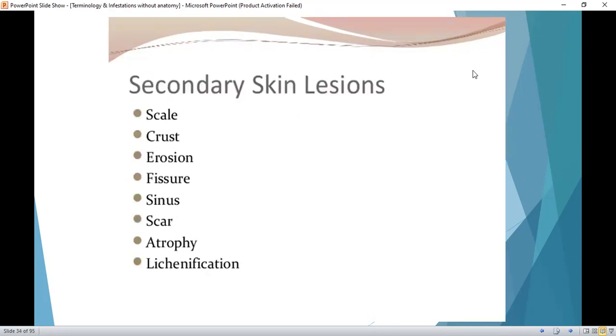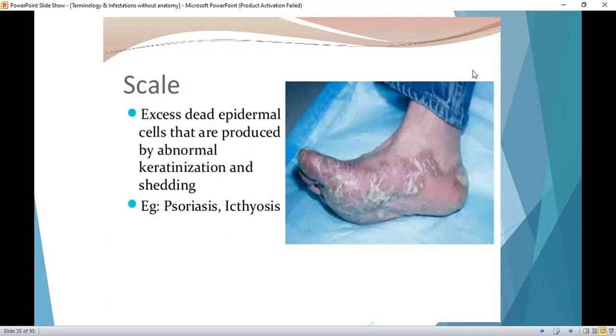Then we come on to the secondary lesions: scale, crust, erosion, fissure, sinus, scar, atrophy, lichenification. What is a scale? Excess dead epidermal cells that are produced by abnormal keratinization and shedding. For example, the psoriatic scales, the ichthyosis.